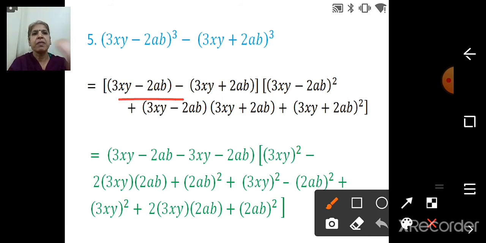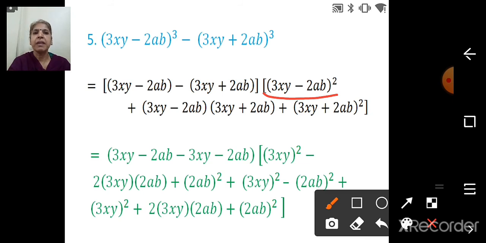Now we are going to simplify the first bracket. And you know there is a minus sign before the second bracket. So we are going to open the brackets, and when we open the bracket, the sign of the terms inside the second bracket will get changed. So first we will write the first bracket, that is 3xy minus 2ab. Then change the sign, minus 3xy minus 2ab. Close the bracket. Then 3xy minus 2ab the whole square.